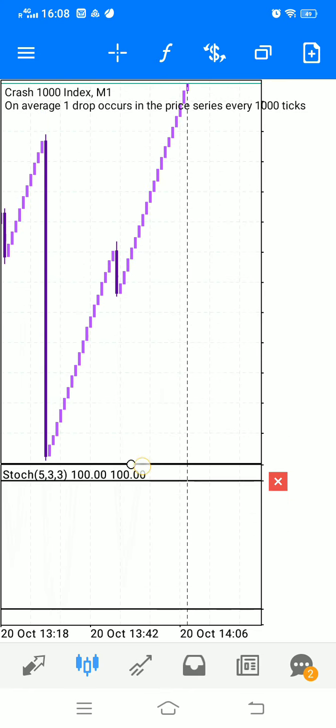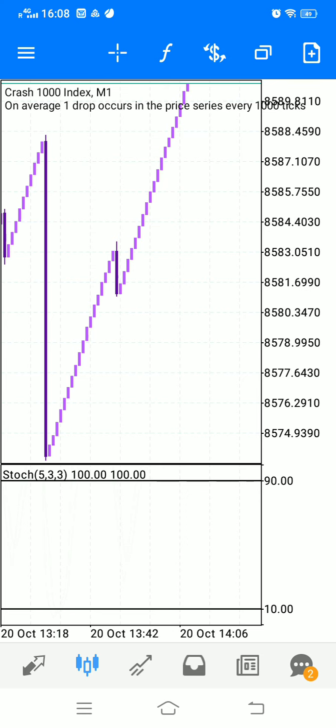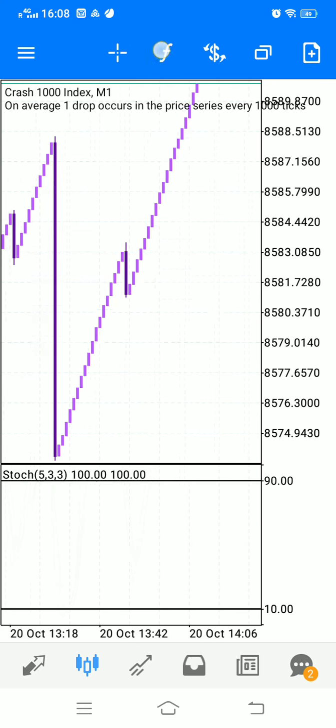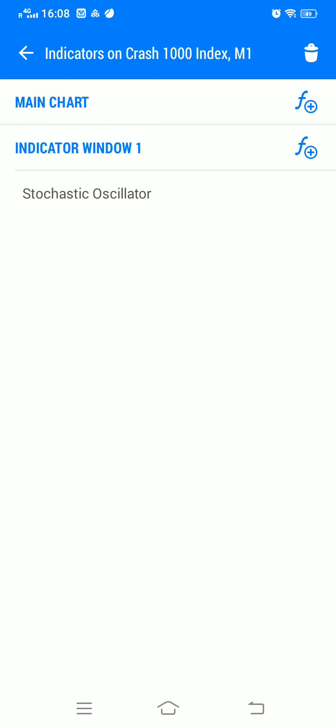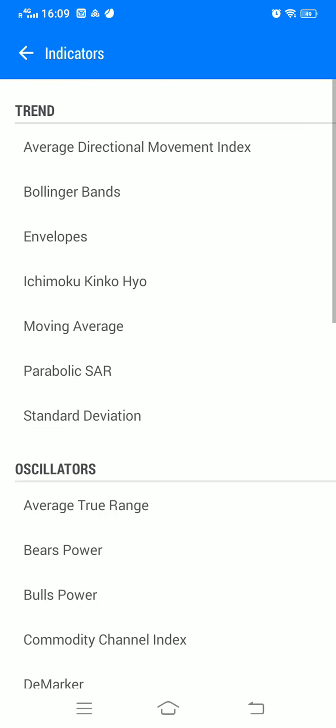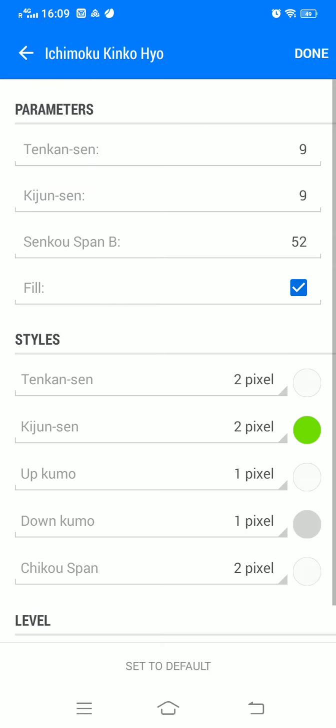Then the second indicator that we'll be loading is our Ichimoku. We're going to go through the same process. We're going to click on our F icon over here, and then click on this F plus, because we want our Ichimoku inside of our stochastic oscillator. It needs to be in the same indicator window. So we're going to click on the plus icon over here, and click on Ichimoku.